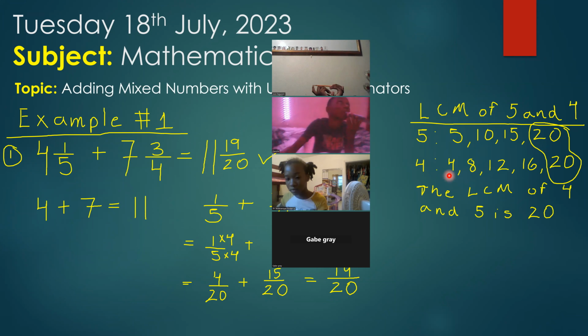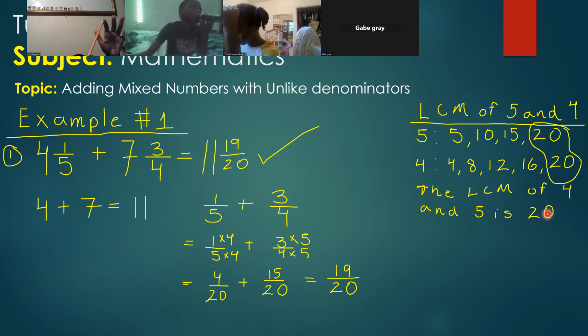What are the multiples of 4? 4 times 1 is 4. 4 times 2 is 8. 4 times 3 is 12. 4 times 4 is 16. And 4 times 5 is 20. Good. So the LCM is what? 20. Very good. Now, after that, we have to figure out what times 5 gives us 20.